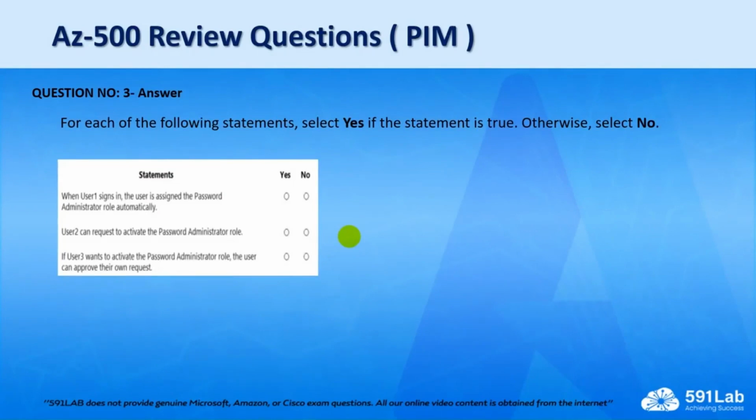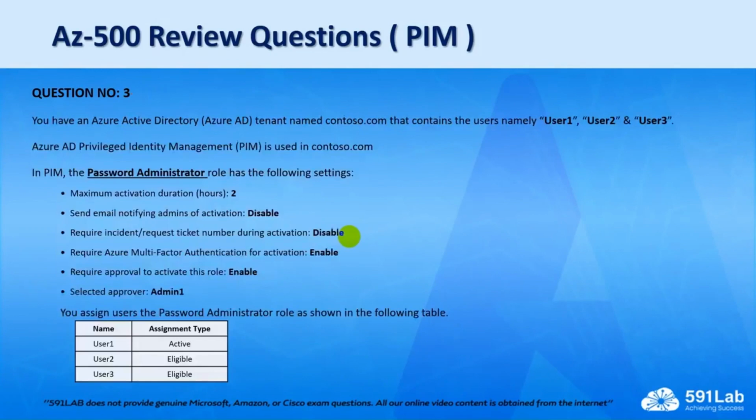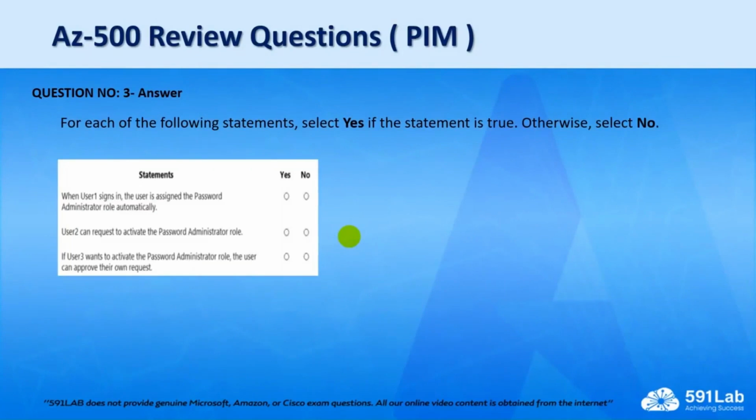Okay. Then, user 2 can request to activate the password administrator role. Look at user 2. Okay, user 2 is eligible, and yes, if it is eligible, then user 2 can request the activation. So the statement says user 2 can request to activate the password administrator role, and the answer should be yes. Okay, that's fine. Let's move to the next option. It says if user 3 wants to activate the password administrator role, the user can approve their own request.